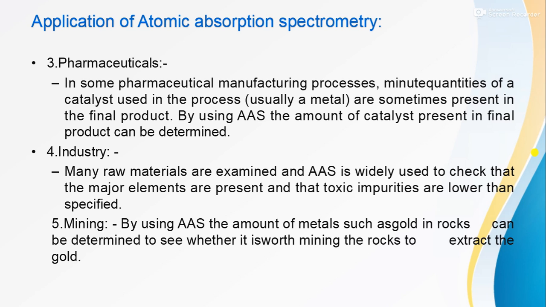4. Industry. Many raw materials are examined and AAS is widely used to check that the major elements are present and that toxic impurities are lower than specified. 5. Mining. By using AAS, the amount of metals such as gold in rocks can be determined to see whether it is worth mining the rocks to extract the gold.